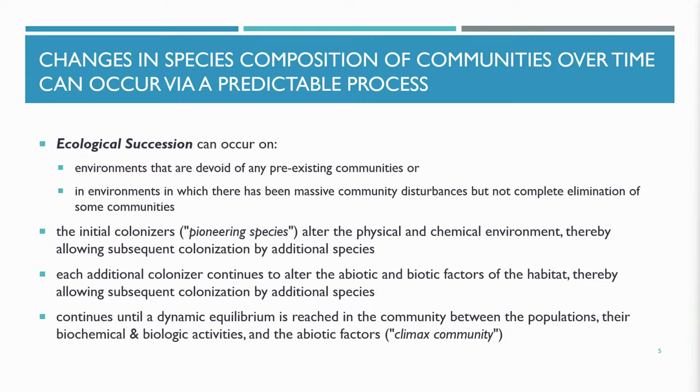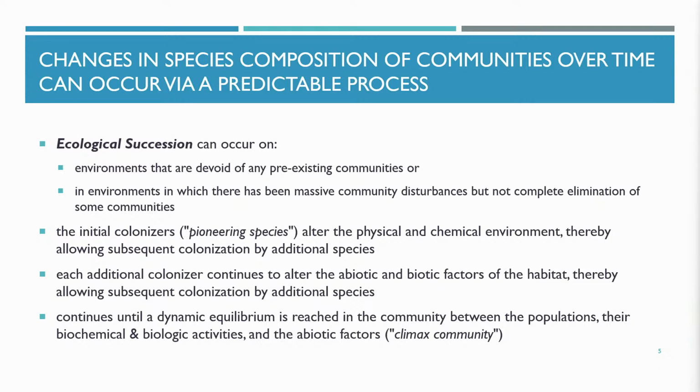And so in ecological succession, it requires the initial colonizers, or the pioneering or primary species, to alter the physical and chemical environment, thereby allowing subsequent colonization by additional species. And then each additional colonizer continues to alter those physical and chemical properties, or the abiotic and biotic factors of that habitat, and therefore allows subsequent colonization by more additional species.